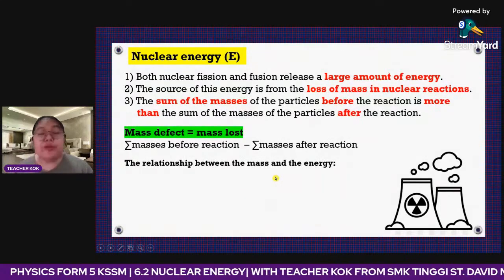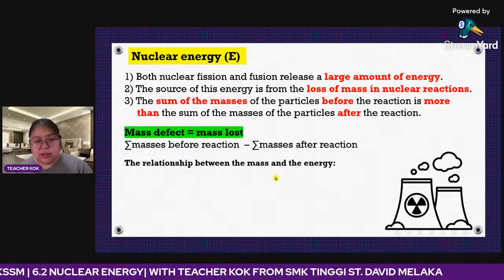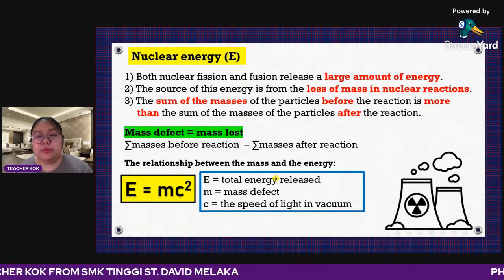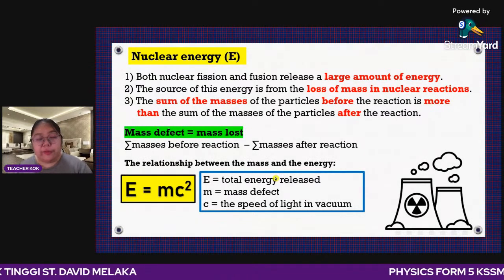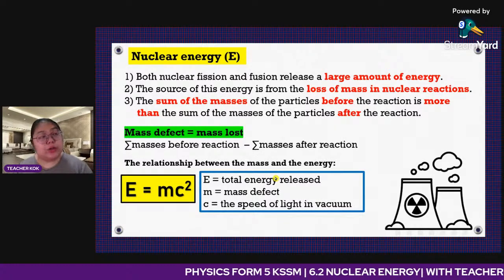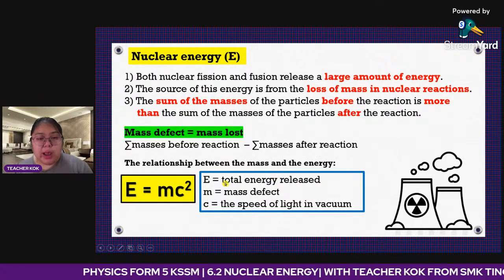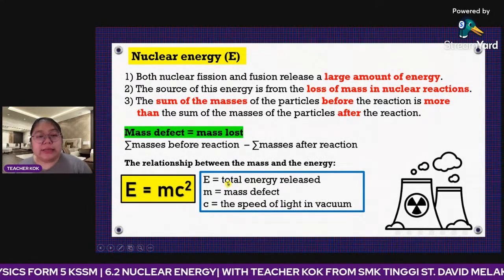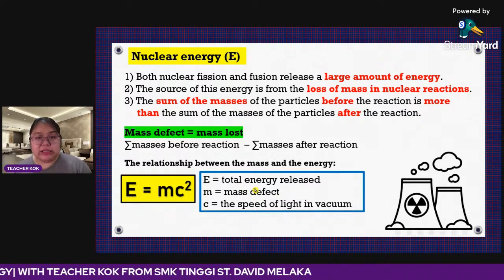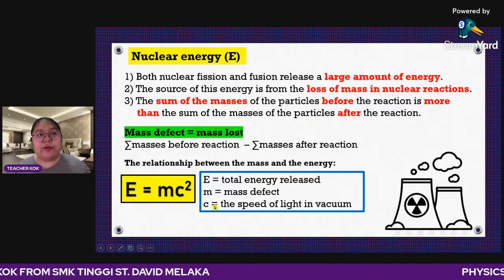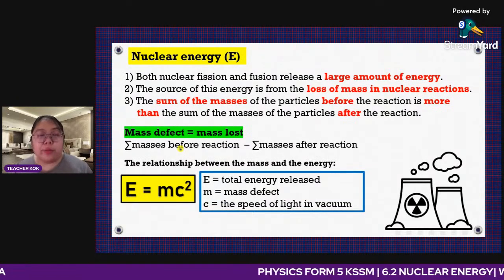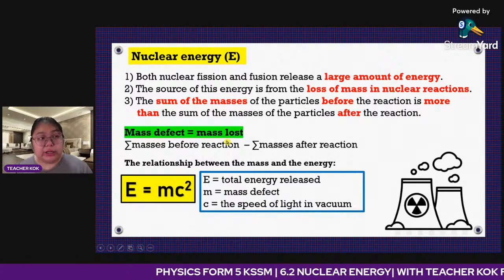For the relationship with energy, now we need the formula: E equals mc squared. I think everybody has heard this formula before, from Einstein. That's the nuclear energy, E equals mc squared. Let's go one by one. E is the total energy released. M stands for the mass defect, so you need to find the mass defect before you apply this formula, because you need to do that calculation first.